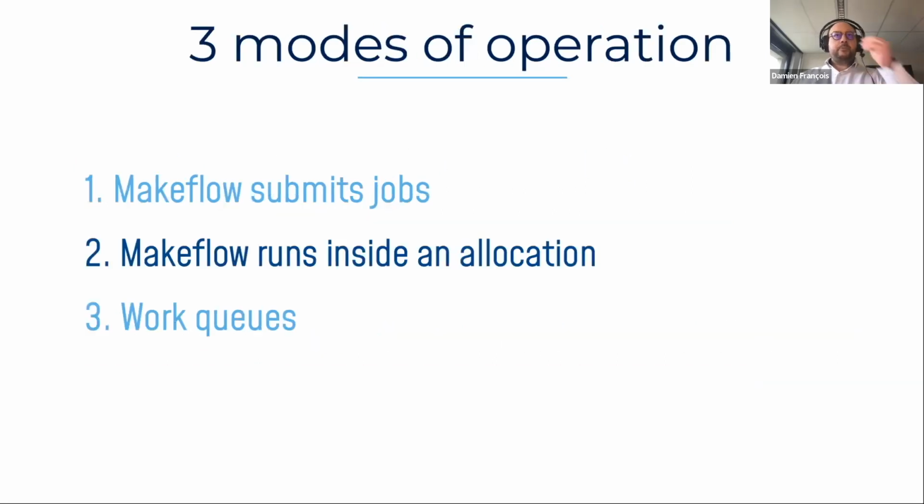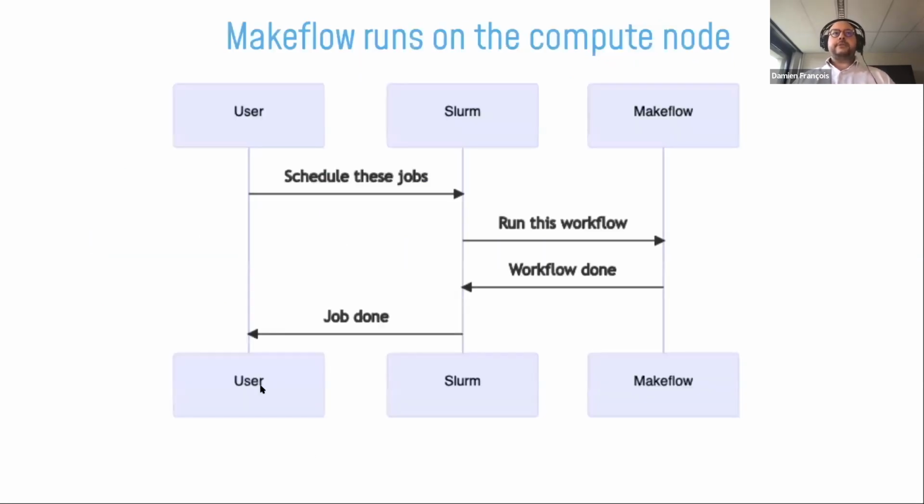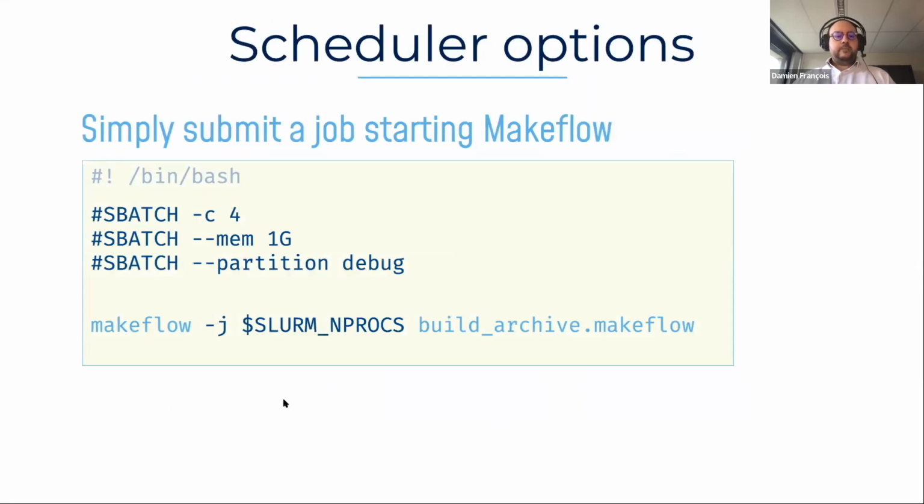A second mode of operation is when you run Makeflow inside of an allocation. So the Makeflow command is not run by yourself on the login node, but rather in a submission script, exactly the same way we've seen how to use Makefile, the GNU Make, inside the submission script. So here, the workflow is that the user submits a job to Slurm, and Slurm starts the job, which in turn starts the Makeflow. And when the Makeflow is done, Slurm knows that the job is done, and it notifies the user that the job is done. So an example is like this one.